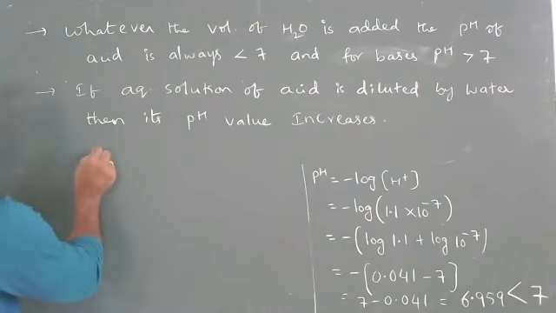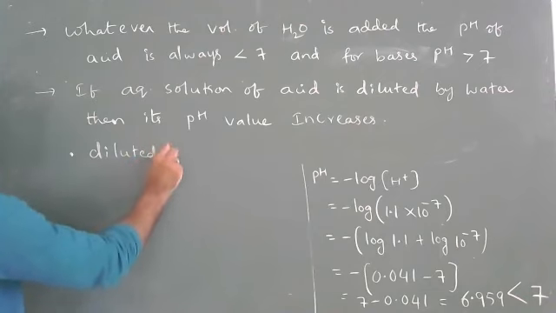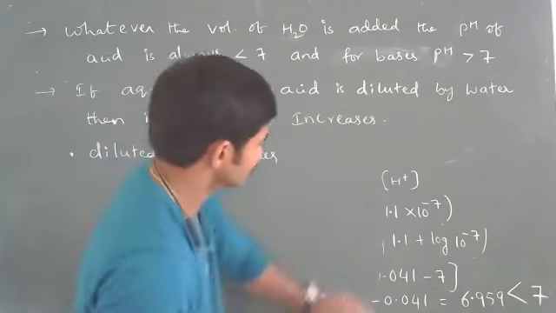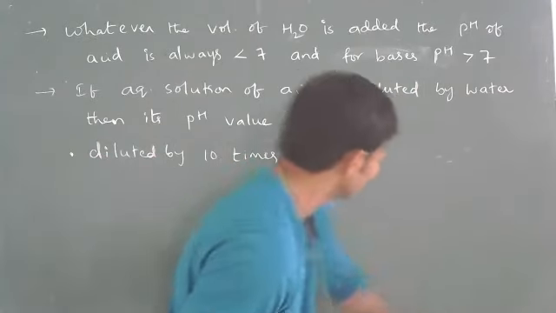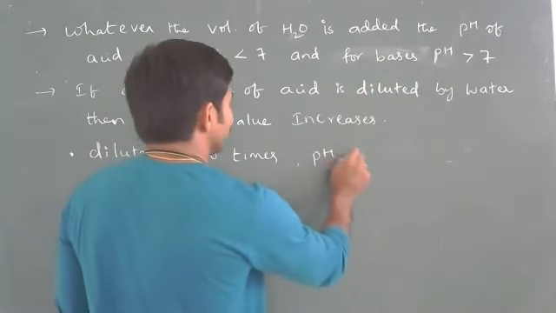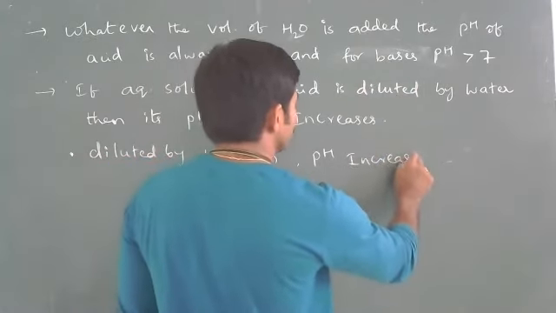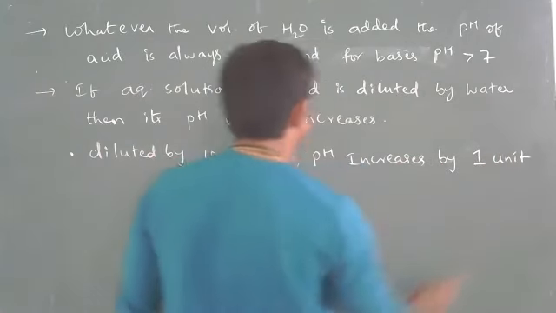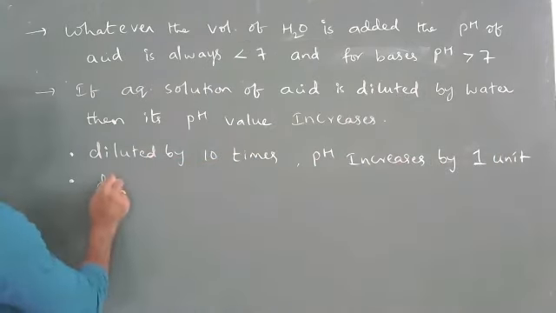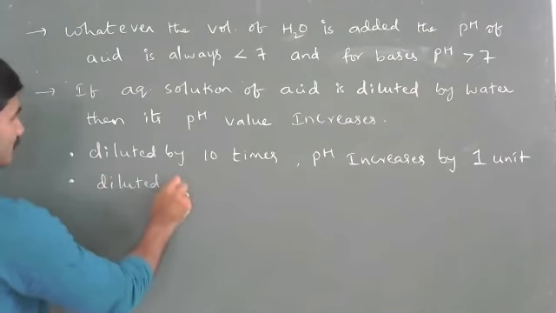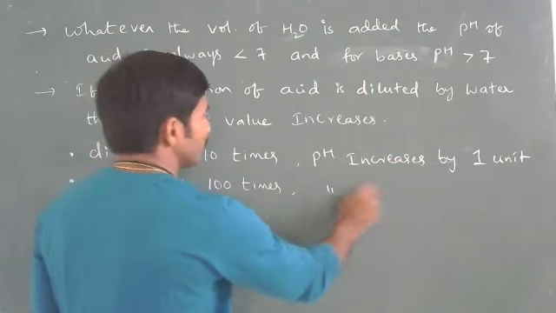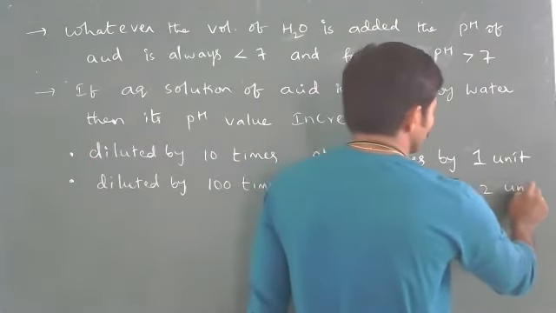Okay. So diluted by 10 times, divided by 10 times, pH increases by 1 unit. Second, diluted by 100 times, pH increases by 2 units.